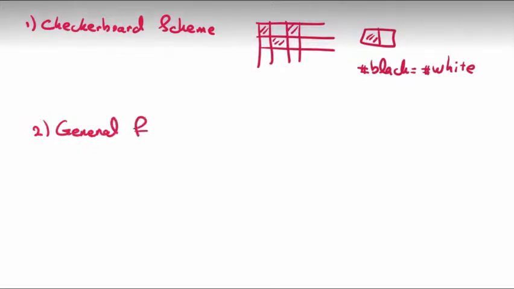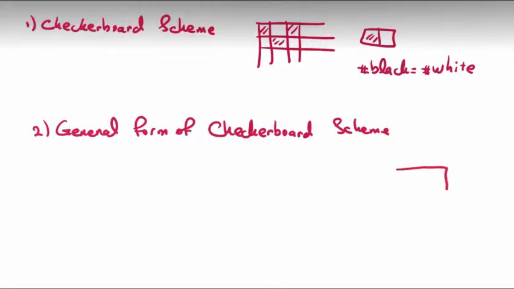One other way is the general form of the checkerboard scheme. In checkerboard scheme, for example, we have black and white. And black and white means we have two colors. And it is good when we have, for example, a 1 by 2 tile or domino. But sometimes, for example, our tile is 1 by 3 or 1 by 4. Then the checkerboard scheme is not so useful. But here, we can do something. We can color with 3 colors.